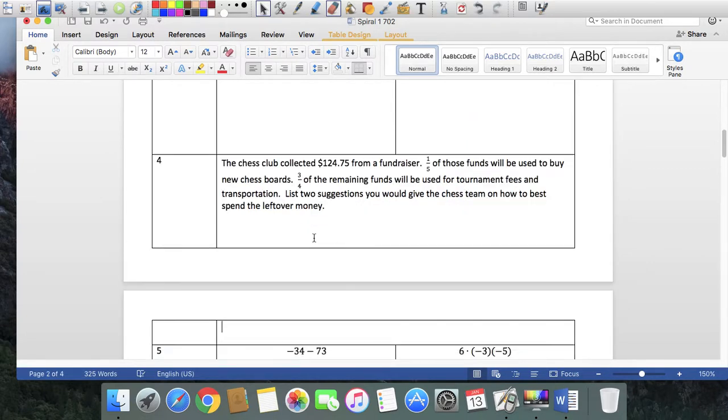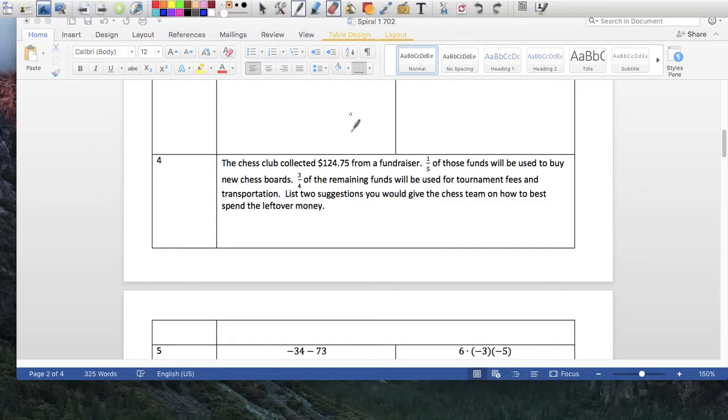Chess Club. Okay, what are they doing? They collected $1,274 from friends. One-fifth of it went to chessboards, and 3/4 of the remaining went to other things. The question asks for suggestions on how the chess team can best spend their leftover money. So let's see how much leftover they have. So it's 124 times 75. That's how much they had.